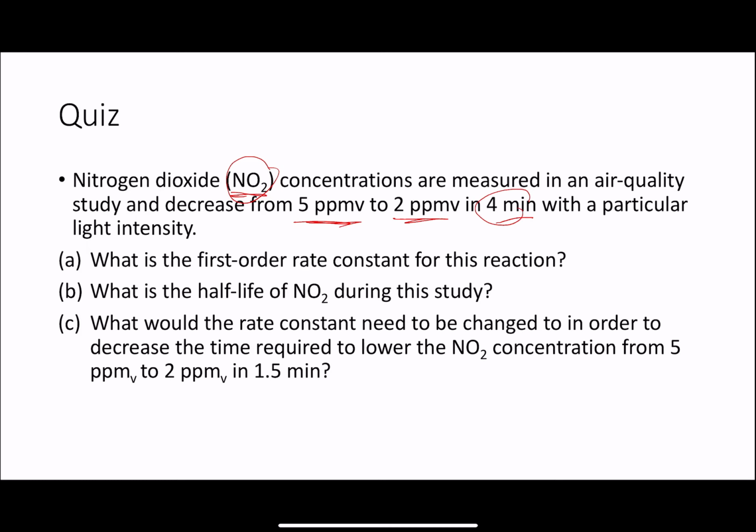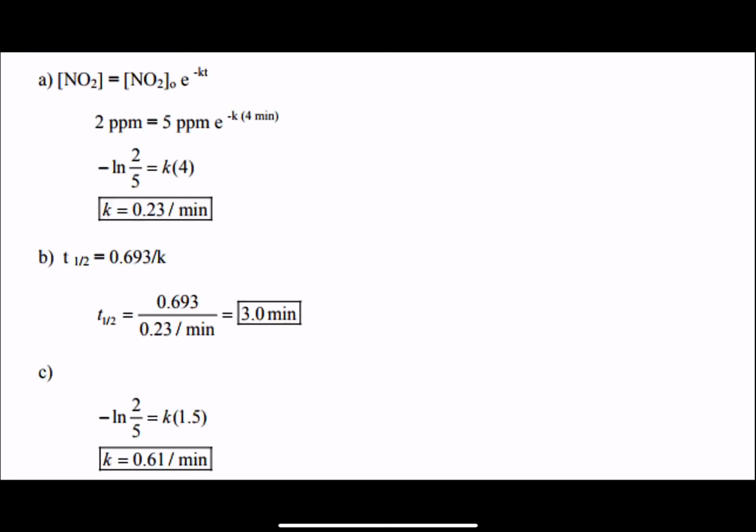So it decreased from 5. You can see that this is a first order. So NO2 at time t equals NO2 initial times e to the power minus kt, and finally it was 2. Initially it was 5, e to the power minus k, and we have t, 4 minutes. Now k is going to be 1 over minute. So when you solve it, it will be 0.23 per minute.